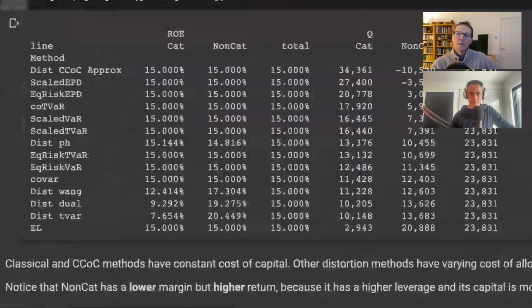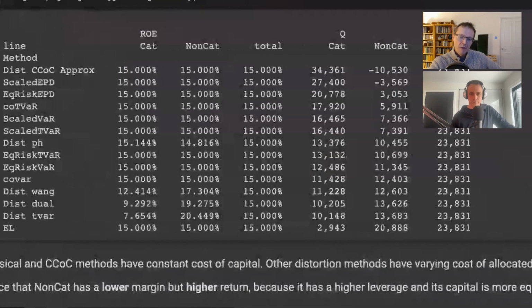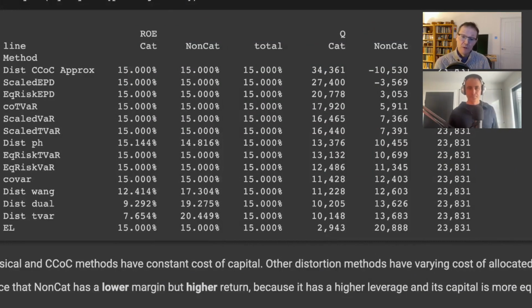Okay. So now what we see is a few things. Remember what I said: all the BS methods assume a constant cost of capital for everything. That's why there are all these 15s here. All of these non-distortion methods assume both lines have to make a 15% return, even though we all know you could finance your cat with cat bonds that are never going to make a 15% return. But the distortion methods don't.